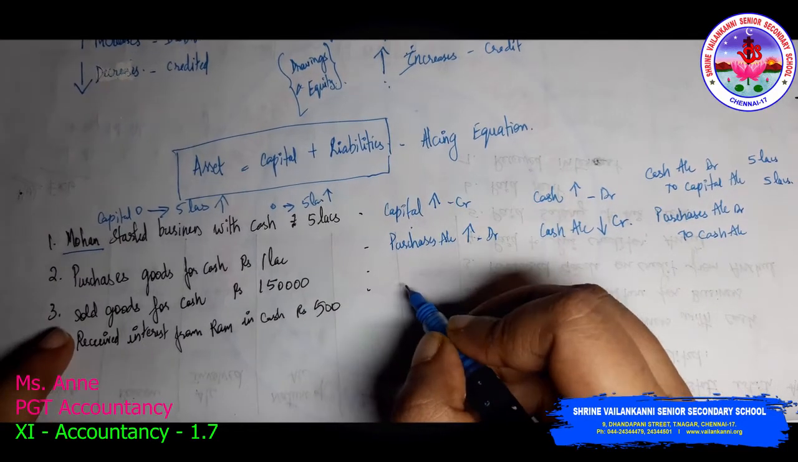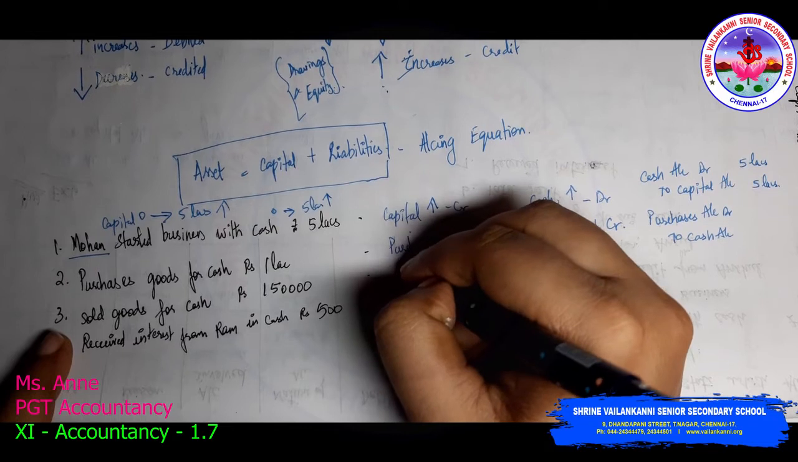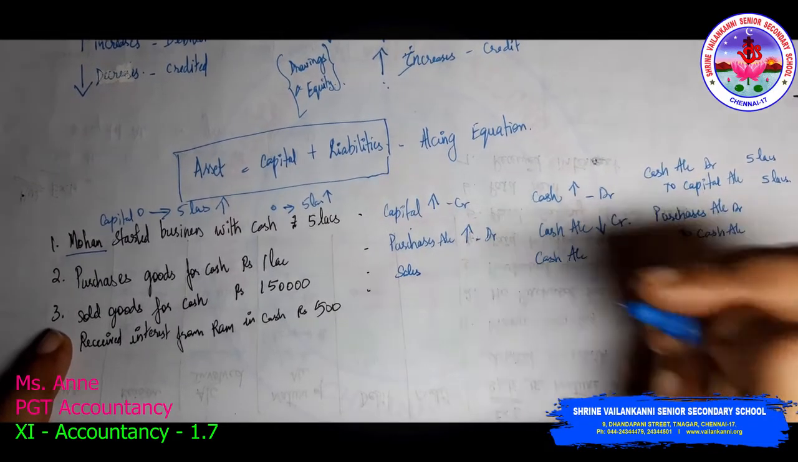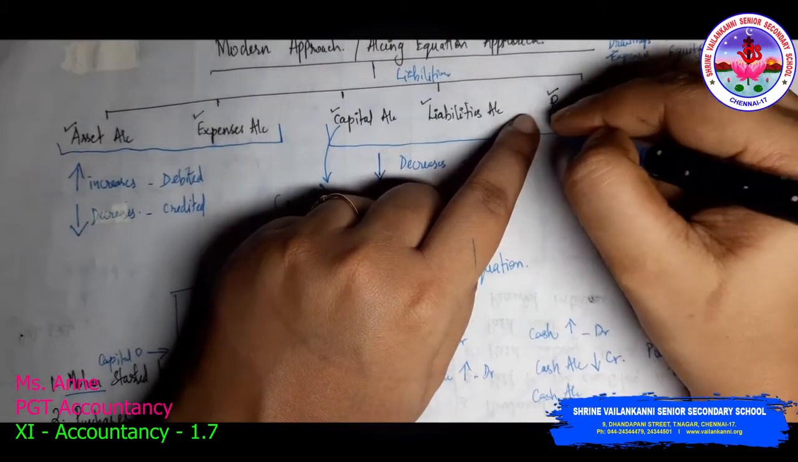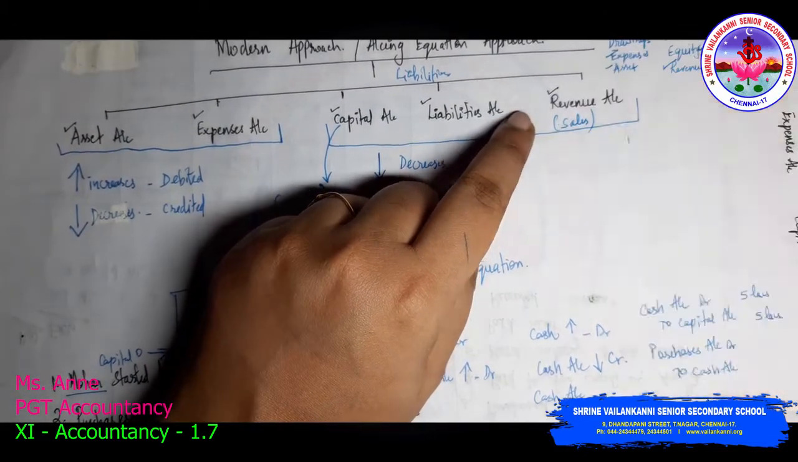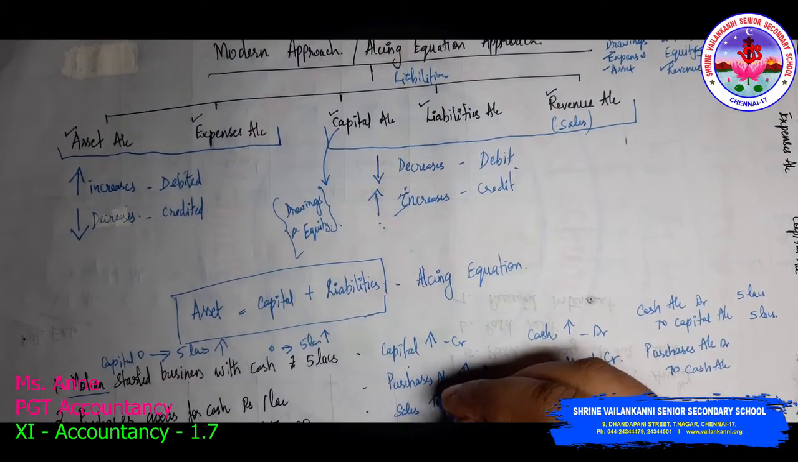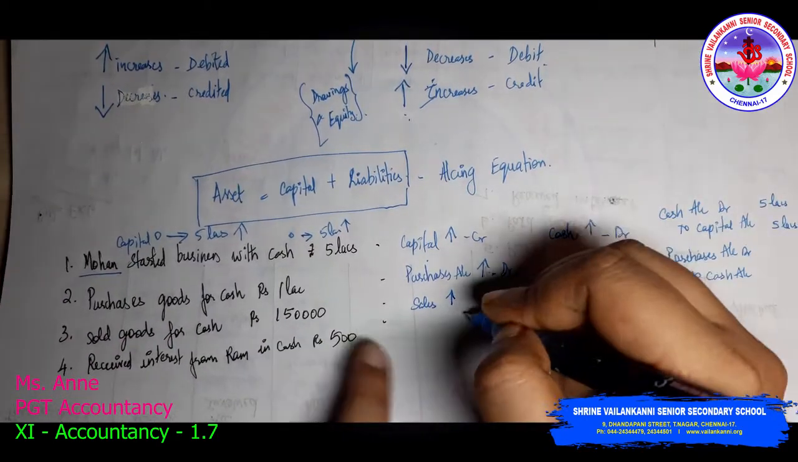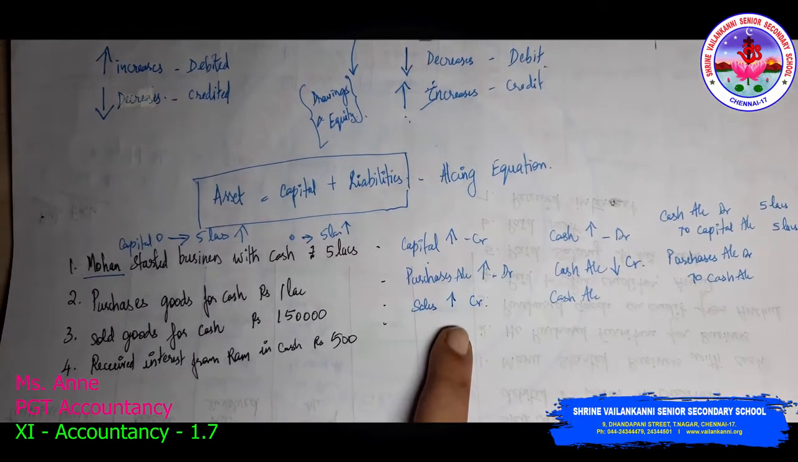Similarly, we have sold goods for cash. Now I am having sales as well as cash account. Now sales is a revenue. What is it? It is a revenue. Revenue is otherwise called sales. So sales is a revenue. Now sales is increased to 1,50,000. It is 1,50,000, right, for cash. So when sales is increasing, you need to credit it.